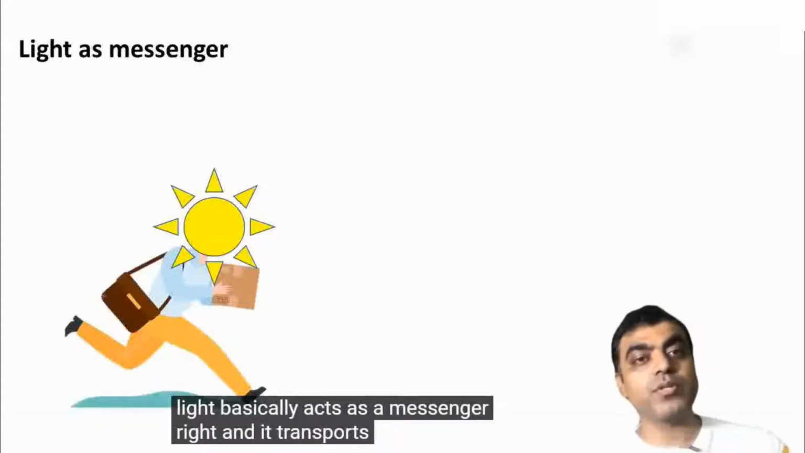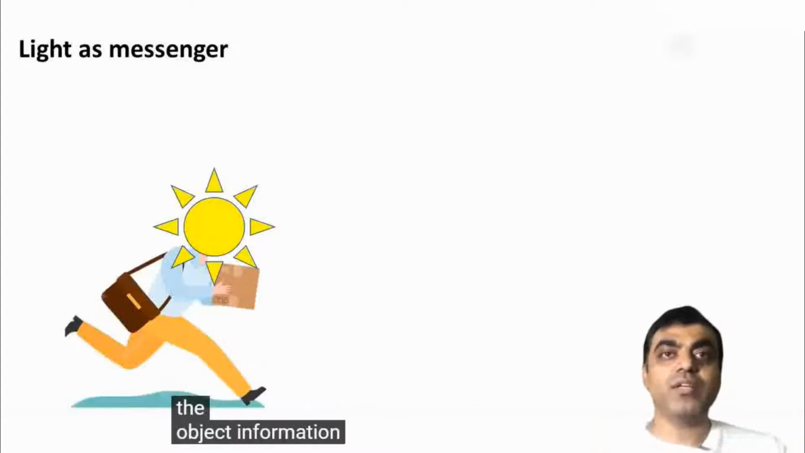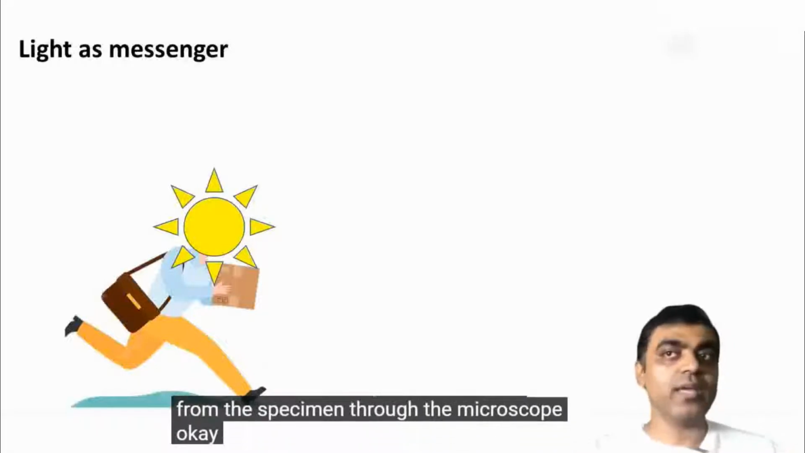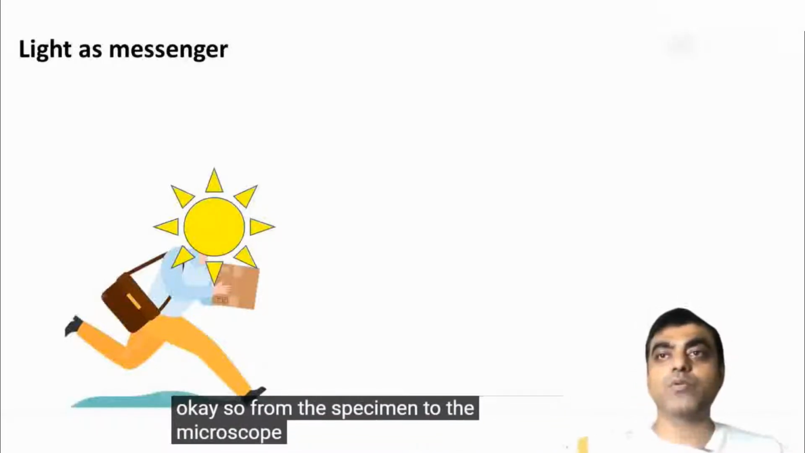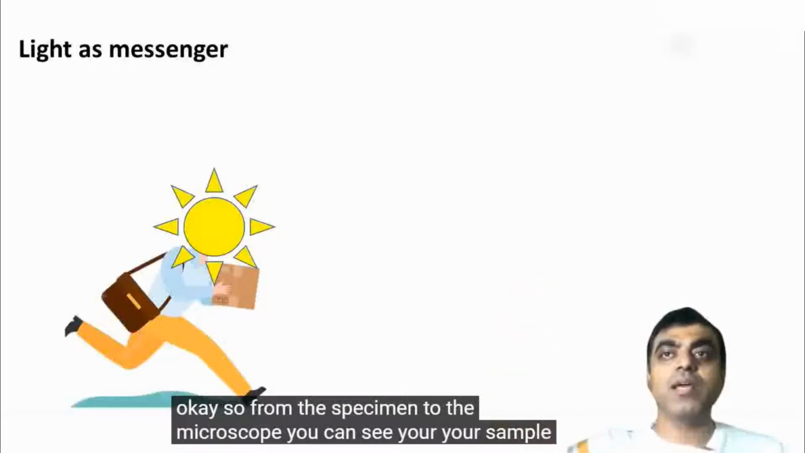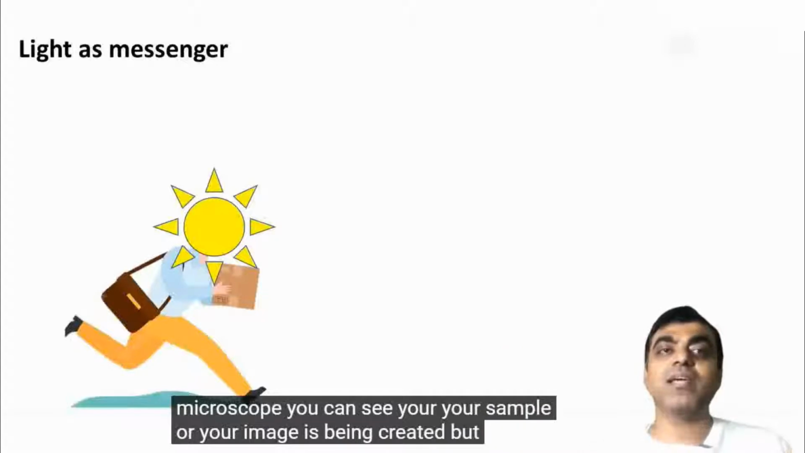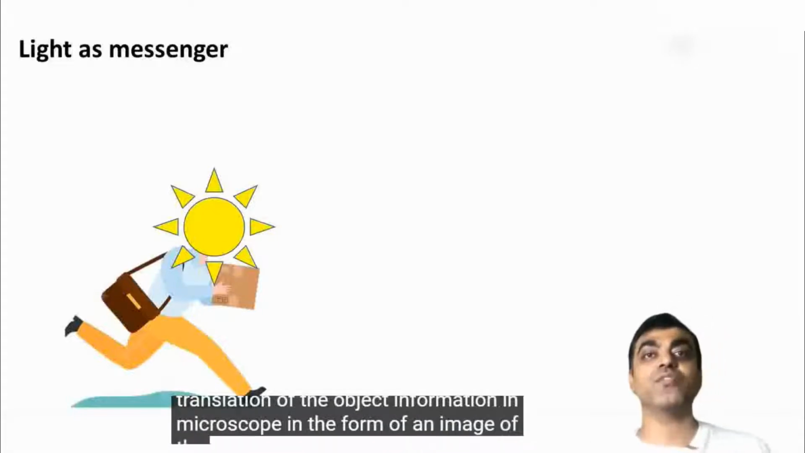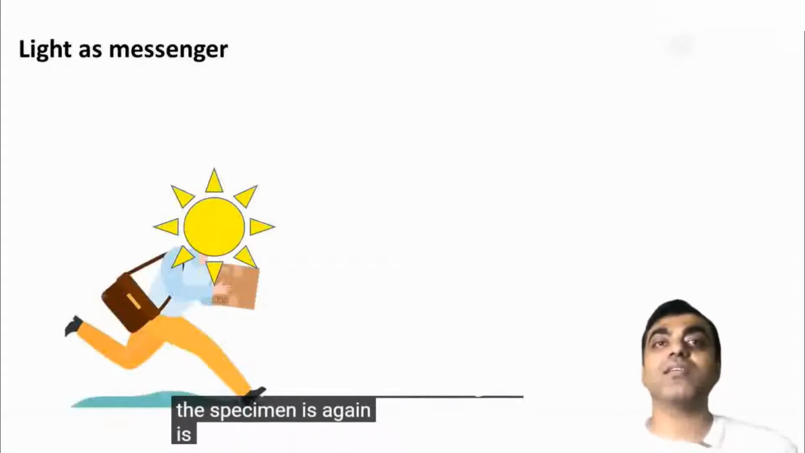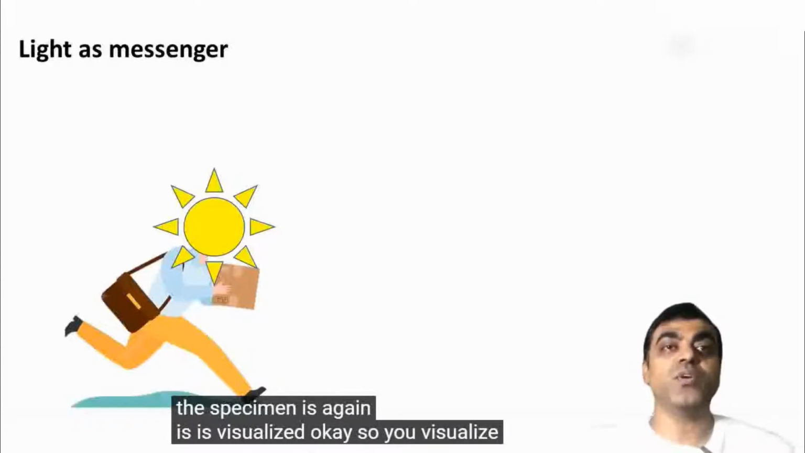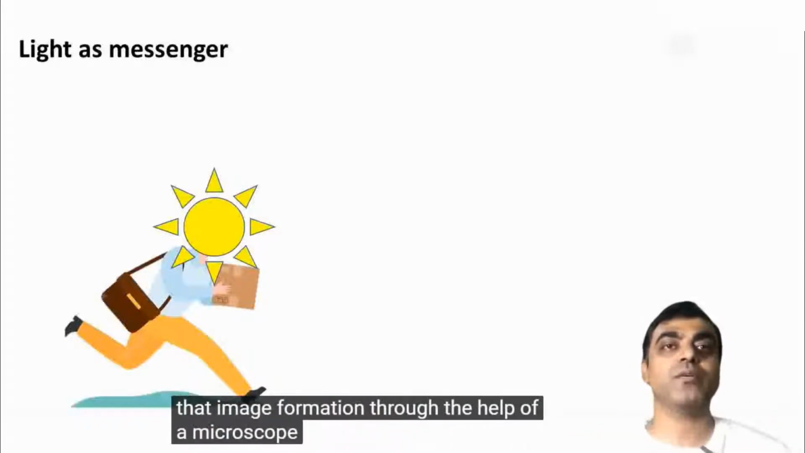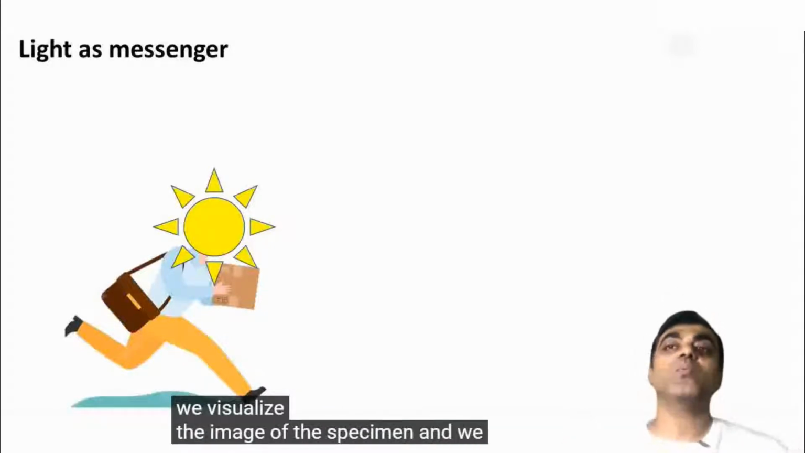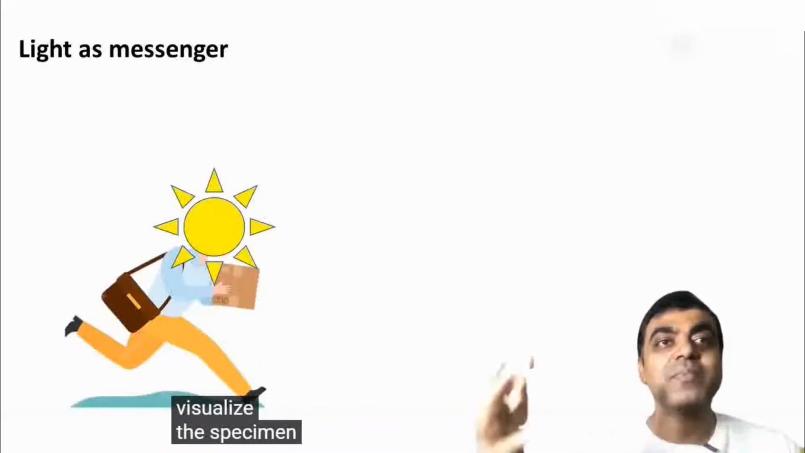It transports the object information, as you can see here, from the specimen through the microscope. So from the specimen to the microscope, your image is being created. This translation of the object information in the microscope in the form of an image of the specimen is what is visualized. So you visualize that image formation through the help of a microscope, and we visualize the image of the specimen, and we never visualize the specimen in itself.